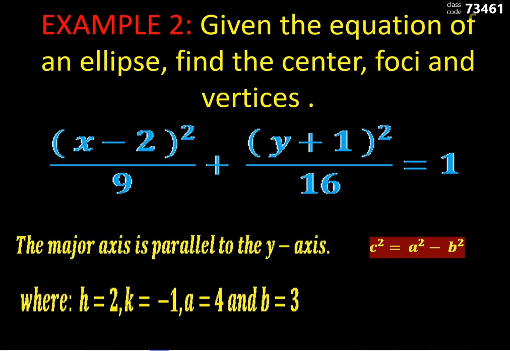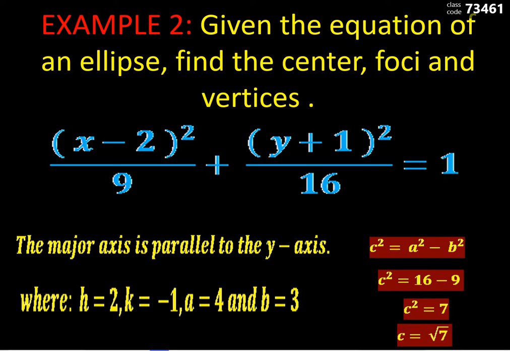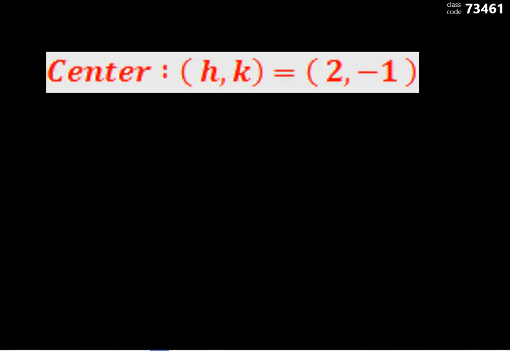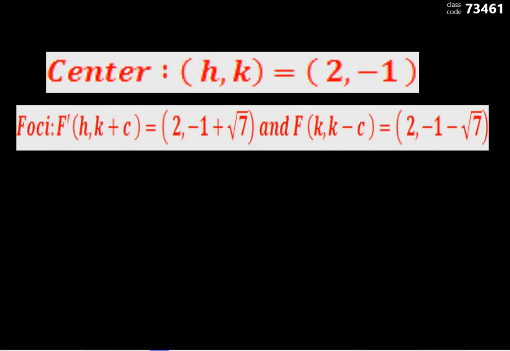So using this one, c squared equals a squared minus b squared. So c squared is 7. Therefore, c is the square root of 7. We take the positive one. Okay? So the center (h, k) is (2, -1).